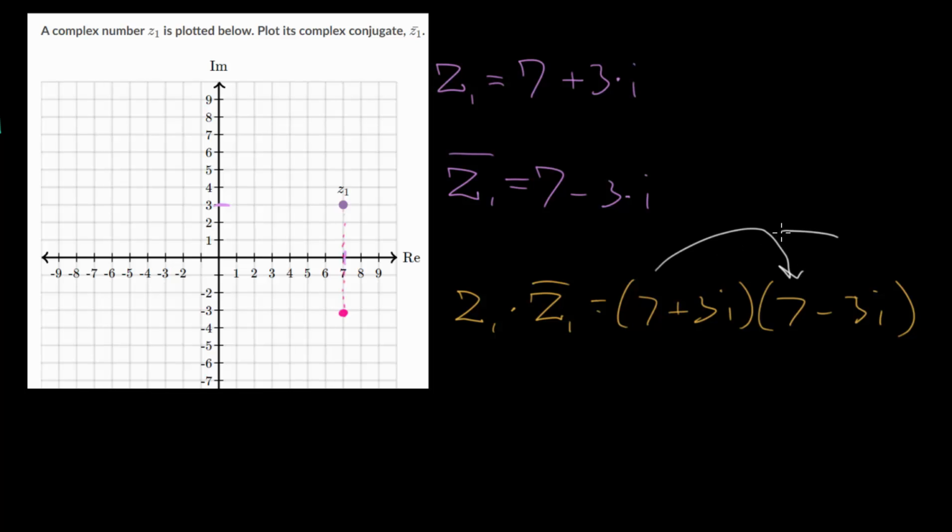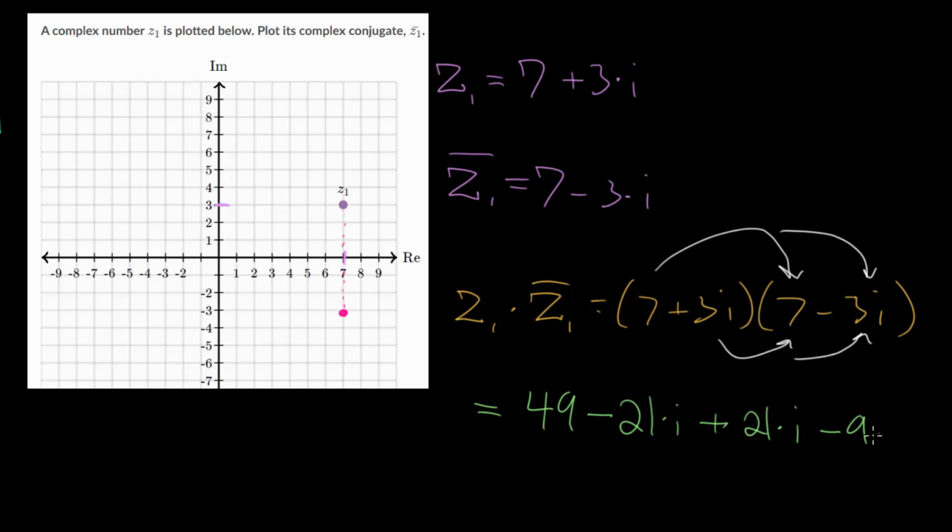So the 7 will distribute to both, and the 3i will distribute to both. So this product is equal to 7 times 7, which is 49, and 7 times minus 3i, which would be minus 21 times i. Then we have 3i times 7, which would be plus 21 times i, and you can notice the imaginary parts are going to cancel out. And then we have positive 3i times negative 3i. Well, in terms of the coefficients on i, we would have 3 times negative 3, which would be negative 9.